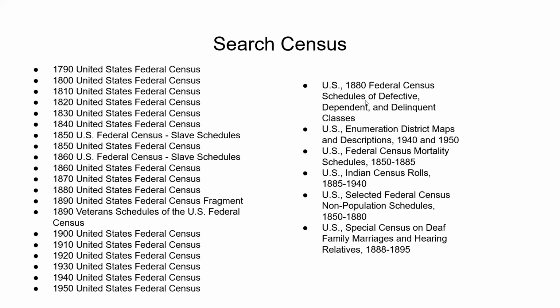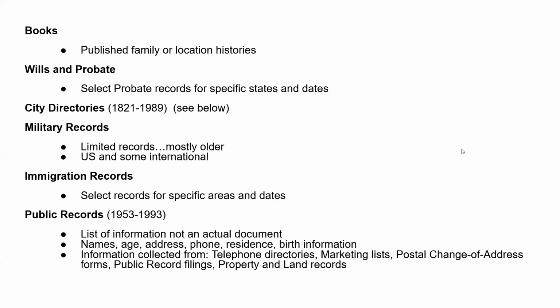Veterans schedules, delinquent schedules, enumeration maps, censuses for mortality, the non-population schedules. This was like your agriculture and your manufacturing censuses. So you can see how big a farm was, how big a company was, that type of thing. And the census on the death, family, marriage, and hearing relatives. And it gives you the years that they are available.